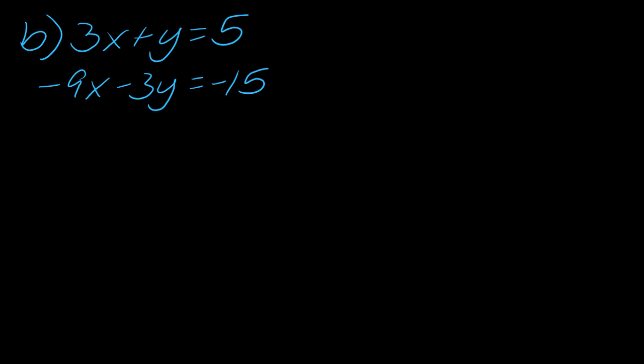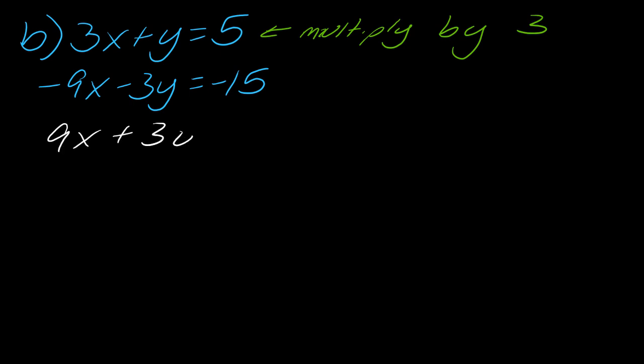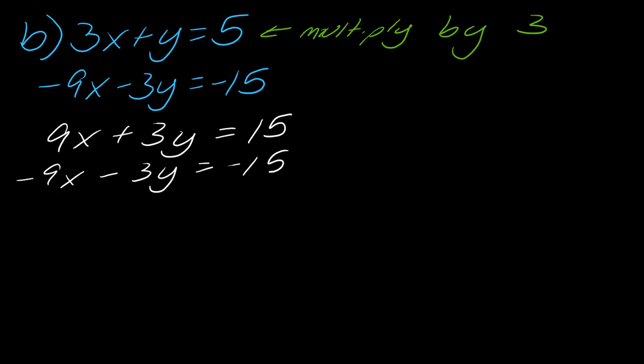So in this case, 3x plus y equals 5 and negative 9x minus 3y equals negative 15. Well, the best route to go here would be to multiply the first equation by 3. So now I have 9x plus 3y equals 15. Negative 9x minus 3y equals negative 15.